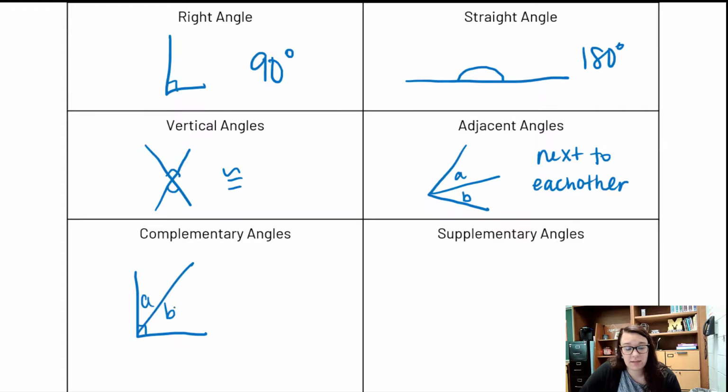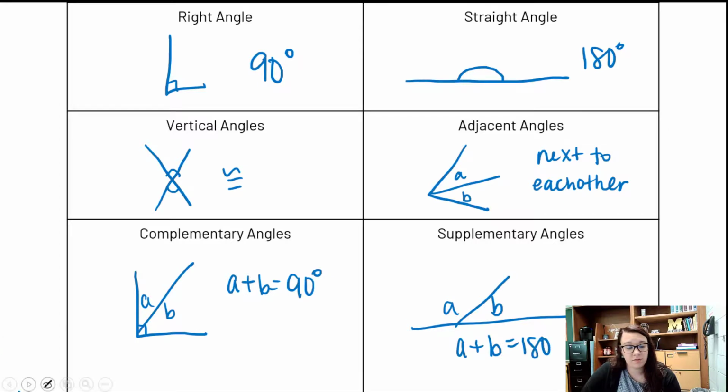Complementary angles are the ones that are formed from a right angle. So like A and B here, add up to 90. Supplementary angles, they sit on a supper plate, they add up to 180. There's a few more on our next slide.